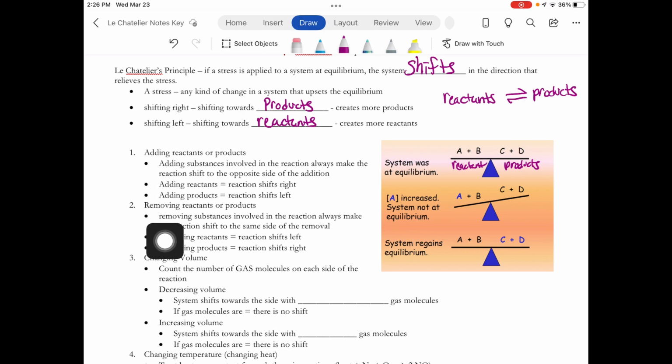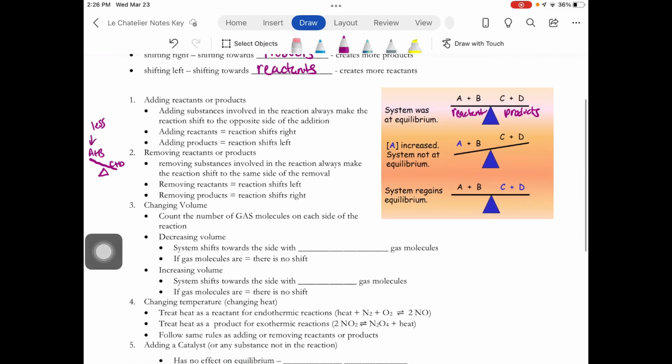Removing is the exact opposite. If you remove a reactant or product, you're removing substances involved in the reaction, and it always makes the reaction shift to the same side of the removal. If you think of that seesaw and you take something away from it, you would have less of this, and so you need to add more of it to get back to equilibrium.